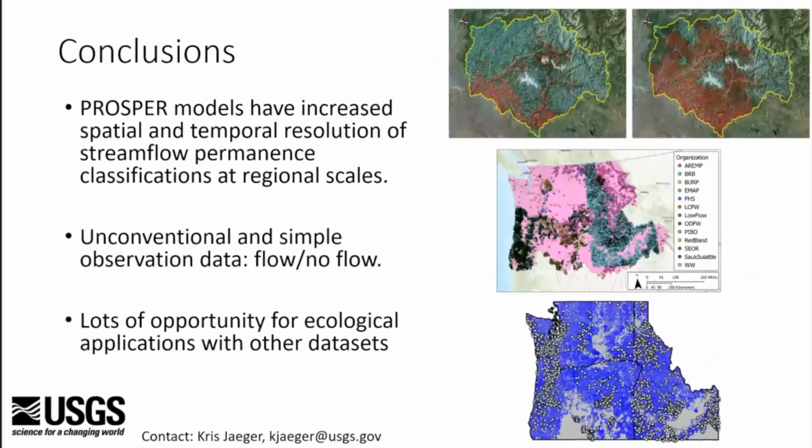And so thanks for sticking with me. The conclusions here, this is a sweeping display of all of these types of models and what we're trying to do with them. The take homes are that the PROSPER models have increased the spatial and temporal resolution of streamflow permanence classification at these regional scales. Currently we haven't been able to top this. We still have the NHD and we've got PROSPER. I'm looking forward to and welcome any improvements of what we have here.